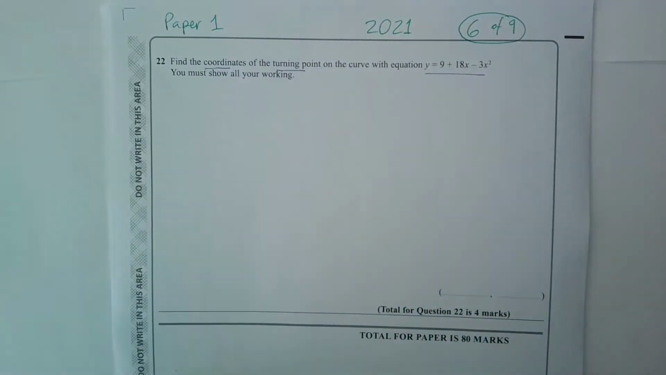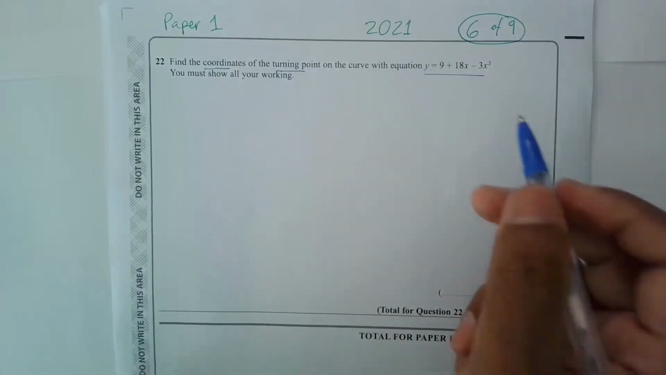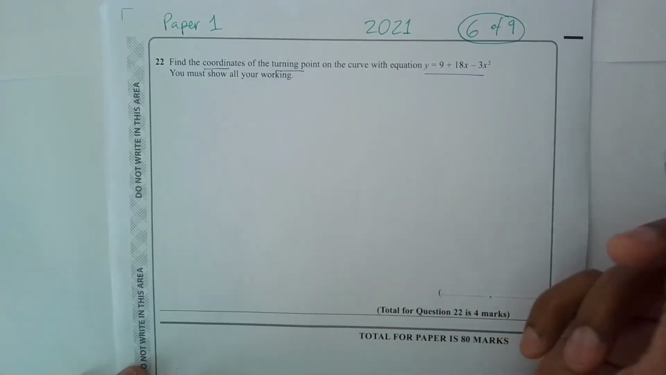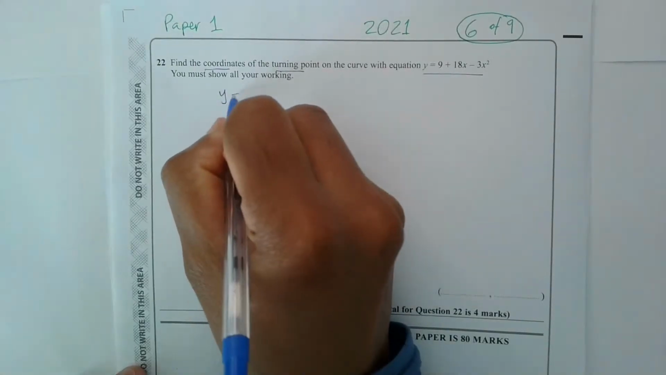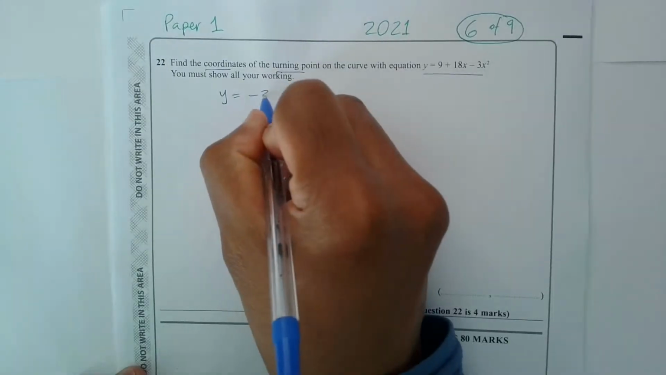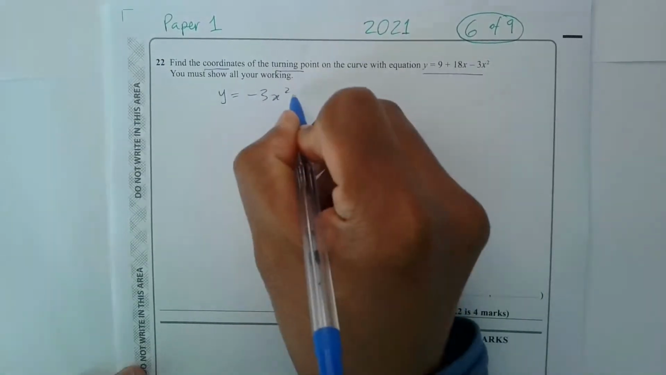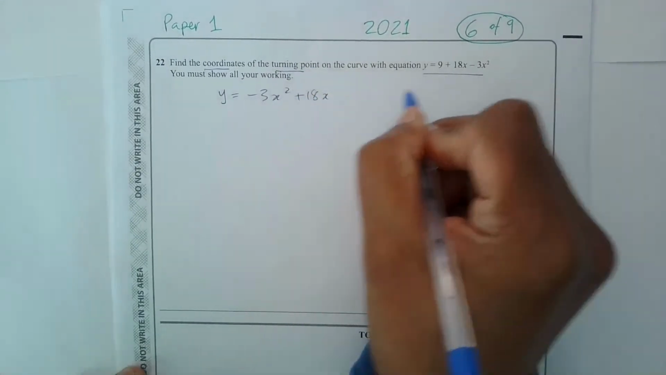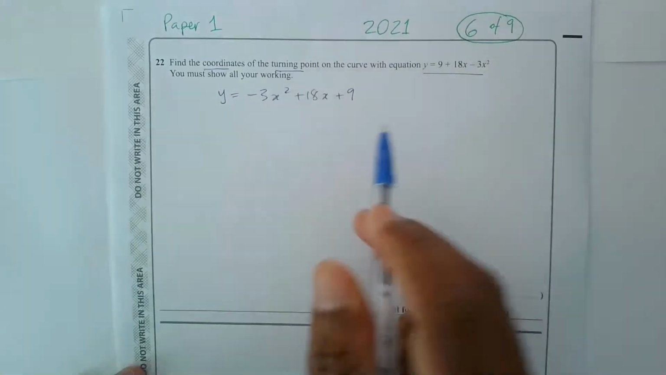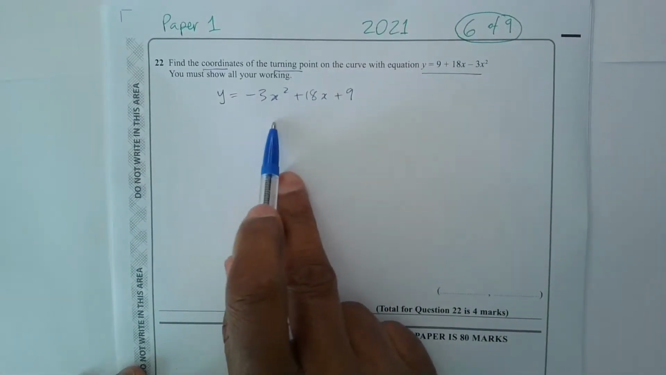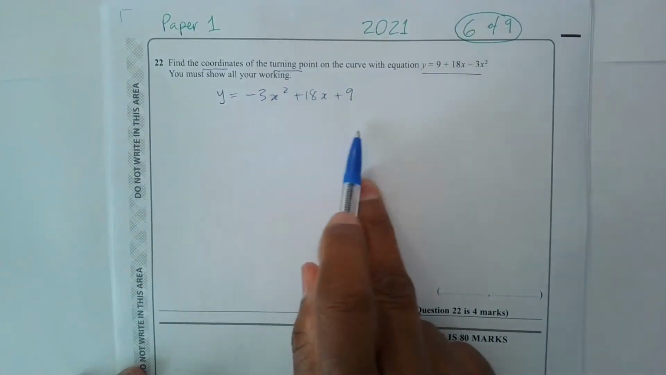First thing I'm going to do is rewrite this in my normal form. This is not in my normal form, so I'm going to put x squared first. So minus 3x squared plus 18x plus 9. Now this is much more comfortable to the eyes. This is how a normal quadratic will look.